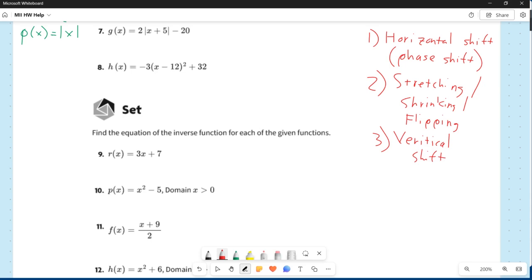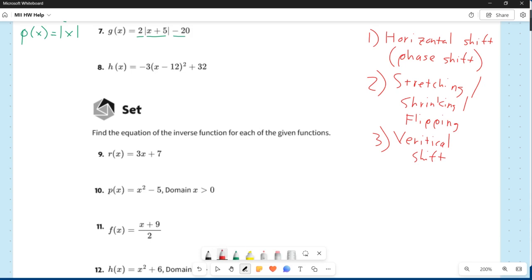So for 7, the first thing we're going to talk about is the horizontal shift represented by x plus 5. The second thing we're going to talk about is the stretching that is reflected by the 2. And the third thing is the vertical shift of minus 20.